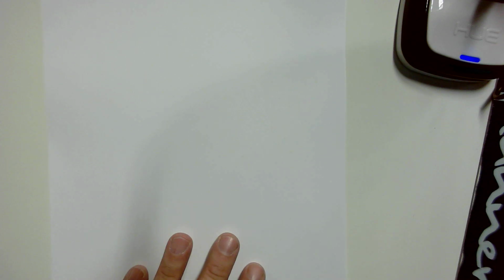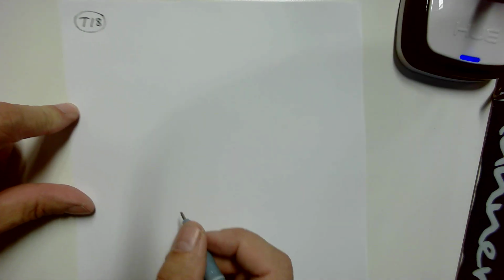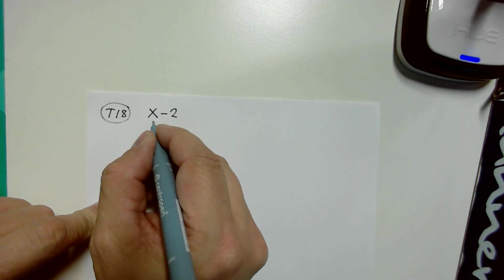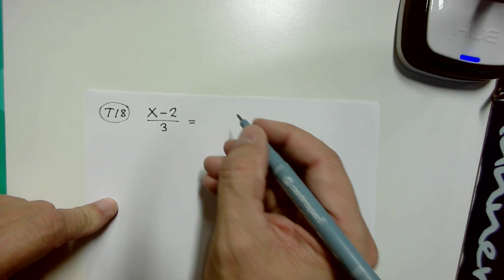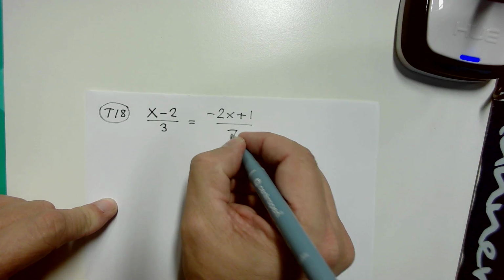Was it 18? Did I say 18? Again, I use this letter T with the habit, tehtävä, problem or exercise in Finnish. And we have (x minus 2) divided by 3 equals (minus 2x plus 1) divided by 7.